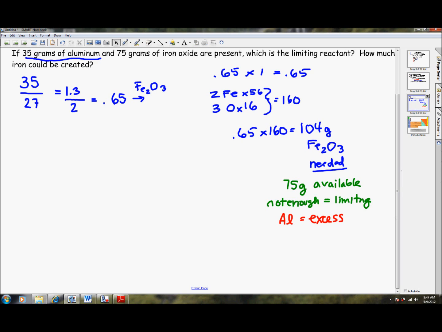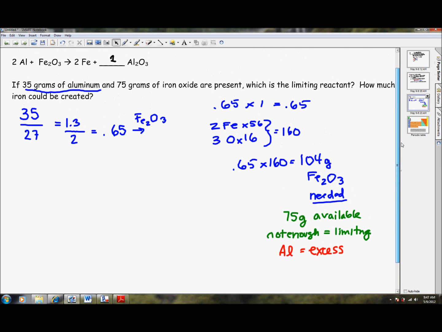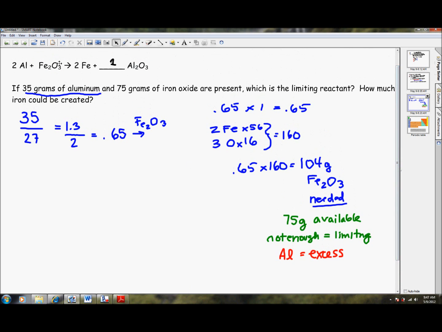Okay, so what that literally means is if I put this much aluminum and this much iron oxide together and I let them react, all of the iron oxide would disappear because it's limiting, and there would be a certain amount of aluminum left over. That's what it means. So this is limiting, and this is in excess based on these amounts. If I had different amounts, that might be a different limiting reactant. Okay, the second part of the problem says how much iron, Fe, could I make?